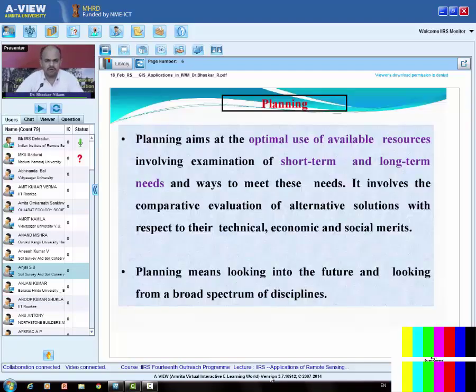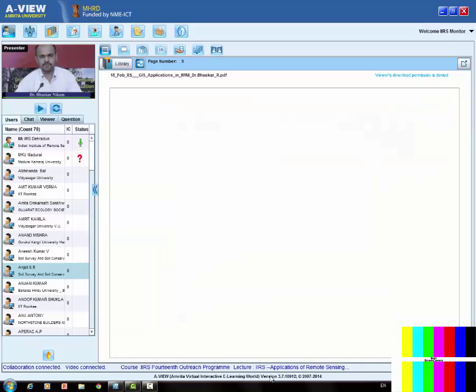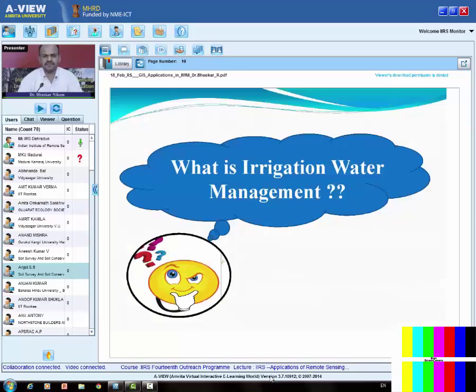Now, what is planning? Planning aims at the optimal use of all available resources. And when I'm talking about using the resources, first of all, mapping or quantifying these resources is very important. And as we all know, in mapping the natural resources, remote sensing has a tremendous role to play. So we'll skip over this and start the main topic.